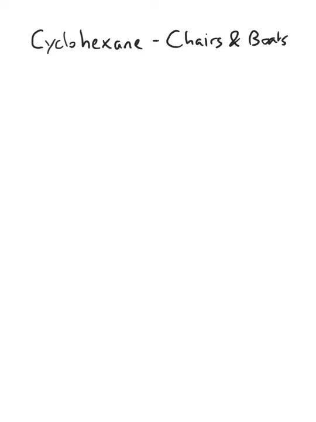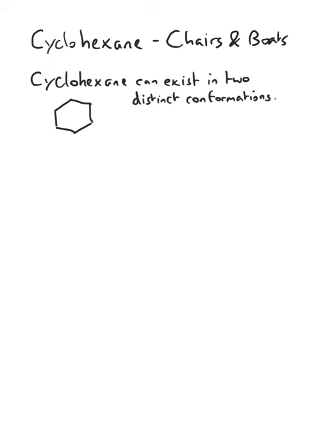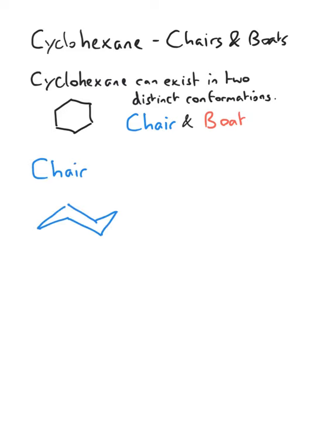This video is on cyclohexanes and the chair and boat conformation. So the most basic 6-membered ring, cyclohexane, can exist in 2 different conformations, a chair and a boat. The chair looks something like this. You need to become very good at drawing these because you will be asked to draw them a lot.